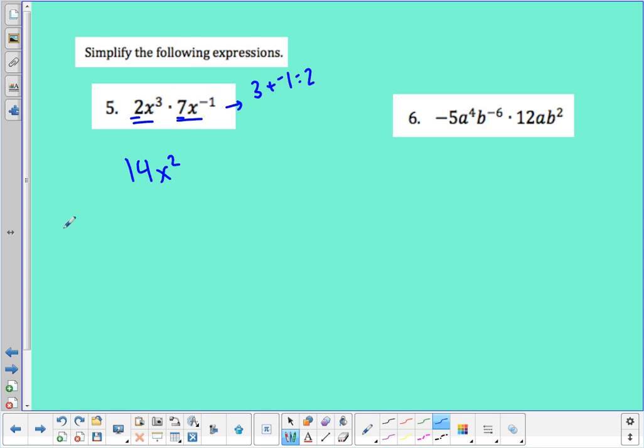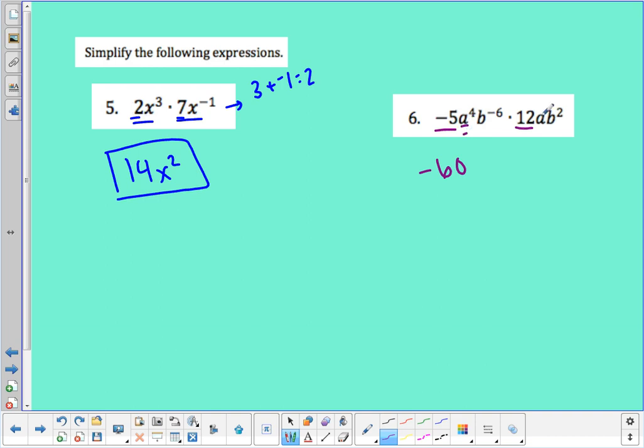Now at this point I would check all of those things. Do I have a fraction to reduce? Do I have a negative exponent to take care of? All of that. And in this case, I don't have anything. So that's my answer. In number 6, I have negative 5 out front that gets multiplied by 12. Negative 5 times 12 is negative 60. So negative 60.